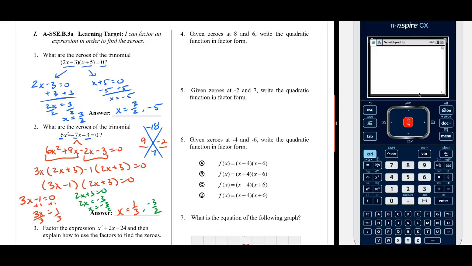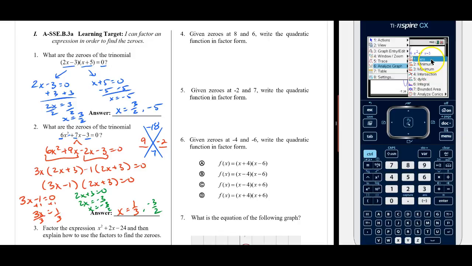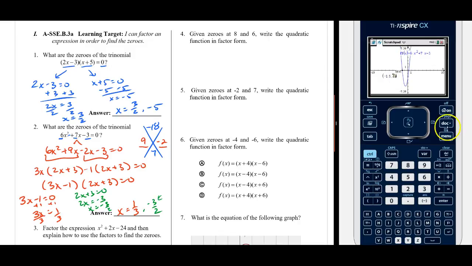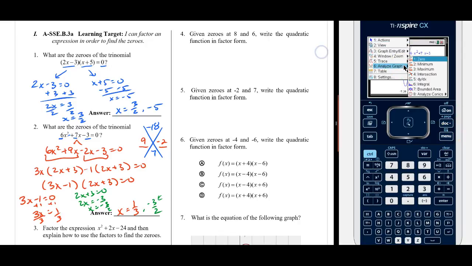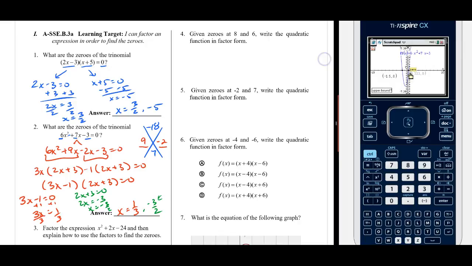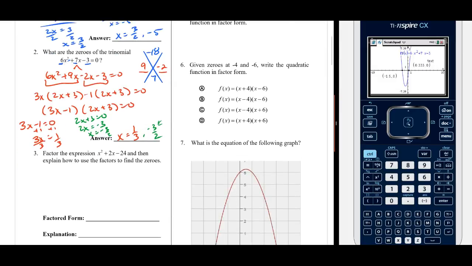If we graph it, we get 6x squared plus 7x minus 3. We get a picture like that. Go to menu, analyze graph. We're looking for a 0. Move the slider left and right. We get negative 1.5, which is negative 3 halves. And if we do that again, analyze graph, 0, left of my other one, right of the other one, I get positive 0.333, which is 1/3.